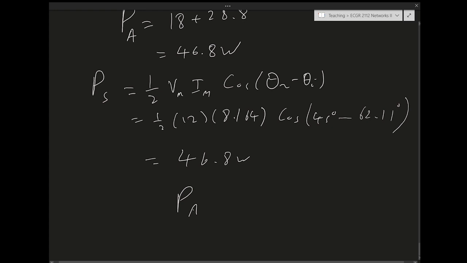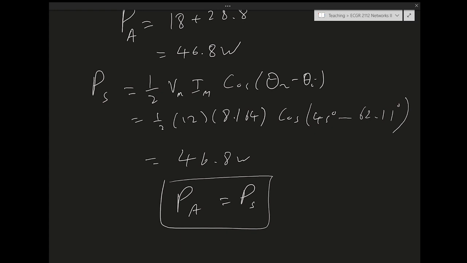Of course, P absorbed needs to be equal to P supplied. This is a very basic property of circuits: energy is conserved, right? So any power that is supplied by any sources of the circuit should exactly equal any power that is absorbed by the elements in the circuit. Energy is conserved. Okay?